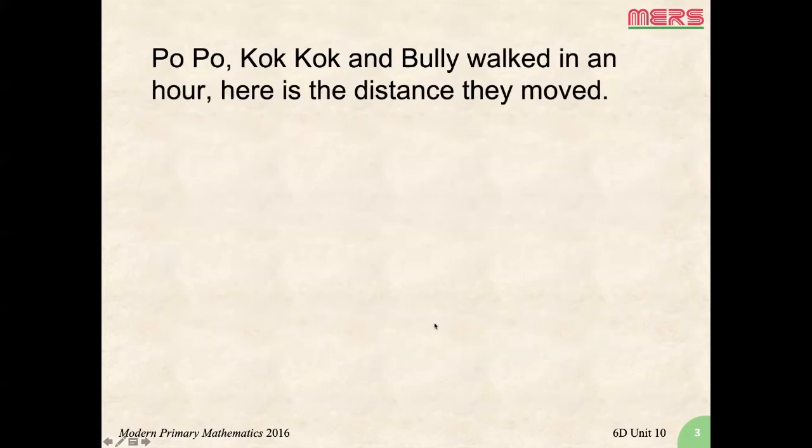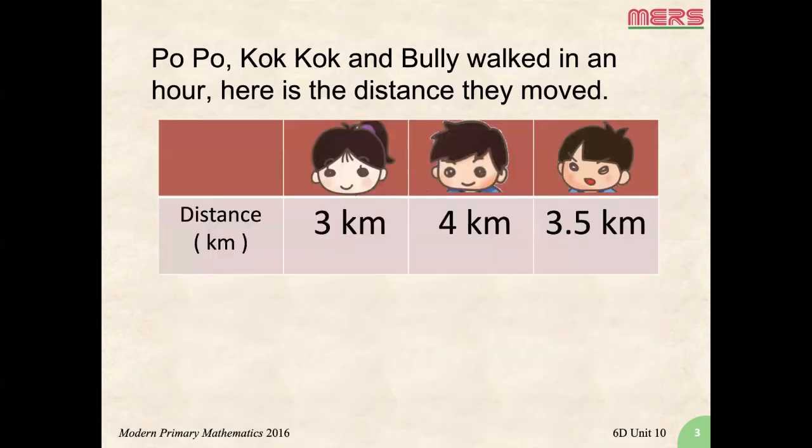On another day, Popo, Coco, and Bully walked for an hour, and here is the distance they moved after 1 hour. Popo moved 3 km, Coco moved 4 km, and Bully moved 3.5 km. So who walked faster? Yes, we can say that Coco walked the fastest.